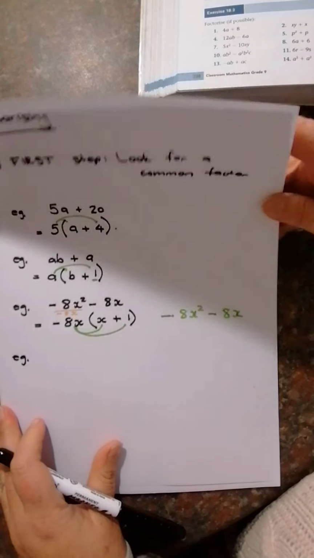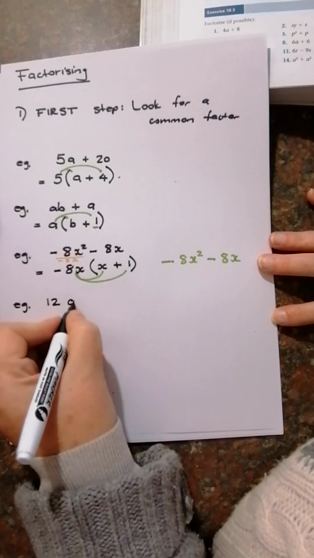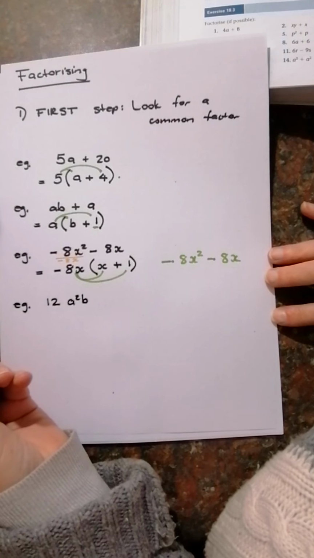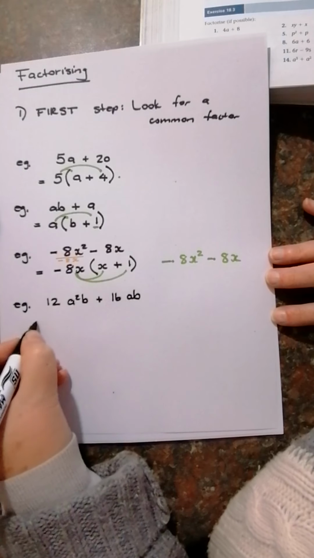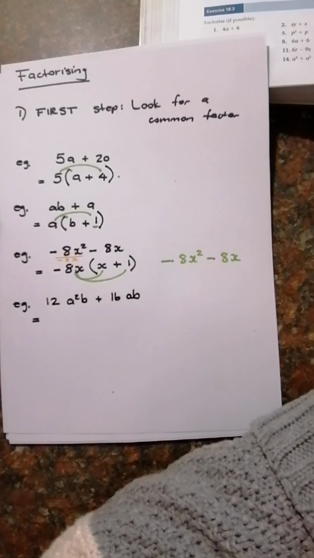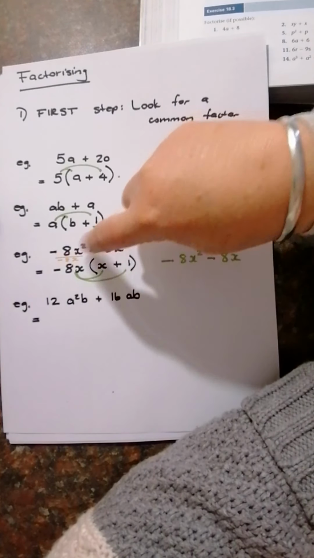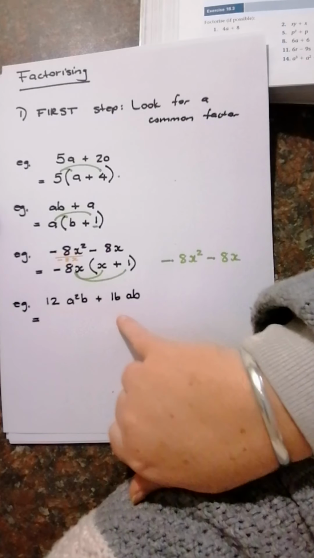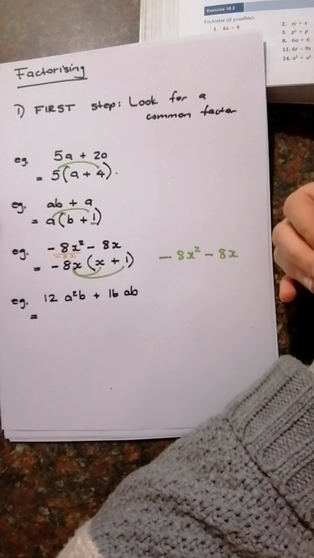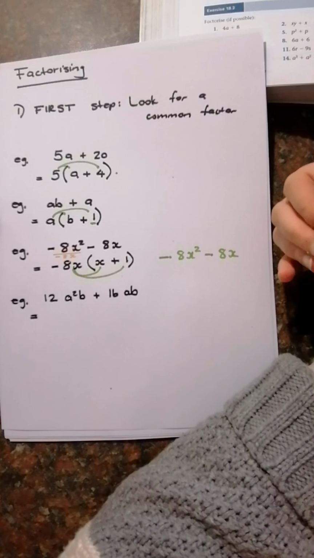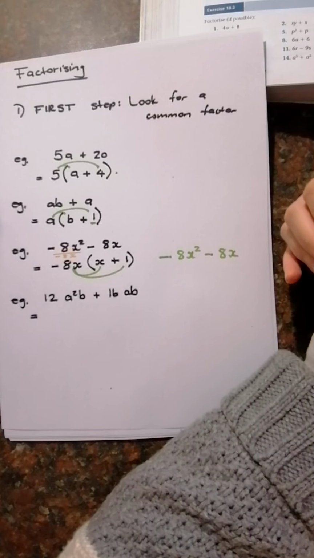If I give you 12a squared b plus 16ab. Okay, now we can't take out, these ones was easy because we could take out that whole 5, and this one we took out the whole 8. But here we've got a 12 and a 16. We cannot take 12 or 16. We have to take something that both of them can, a number that can go into both 12 and 16. Okay, and remember, I use your prime factors.